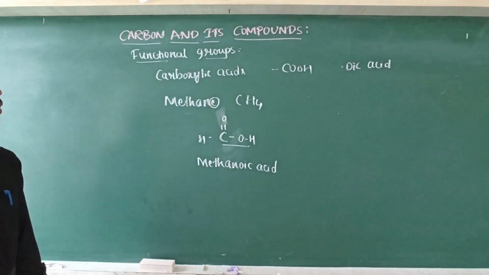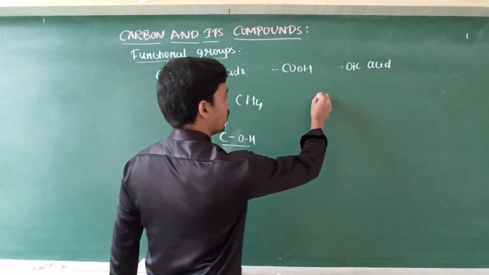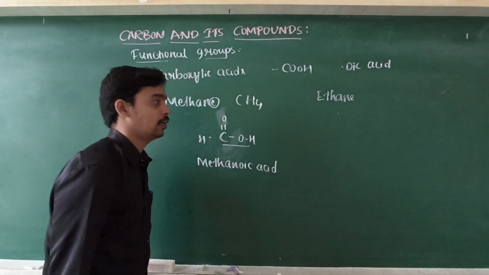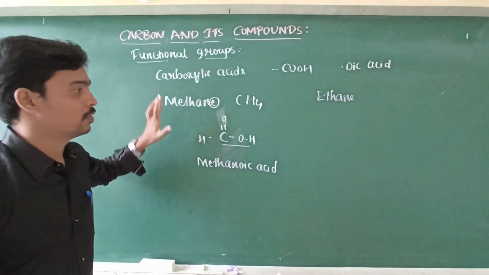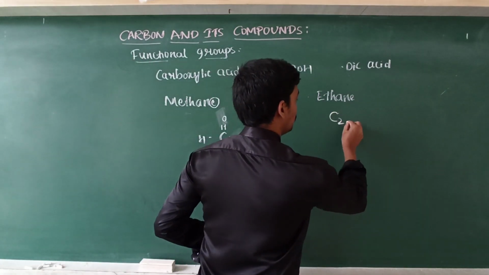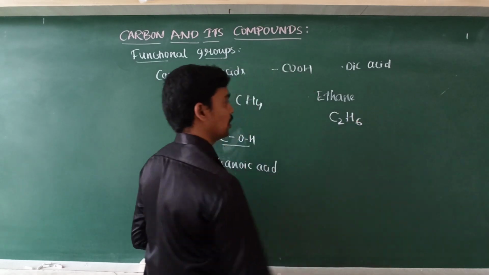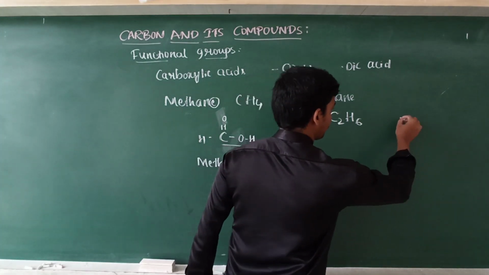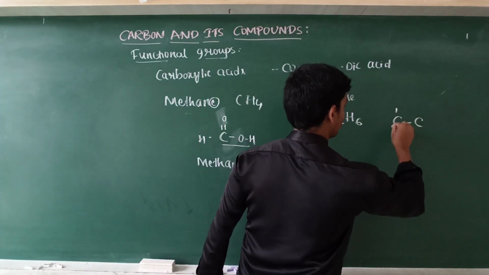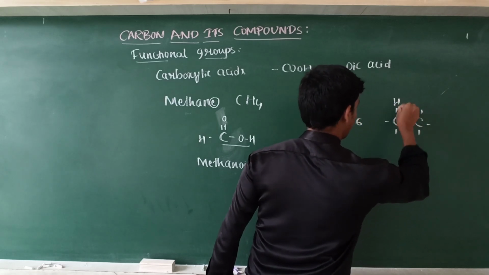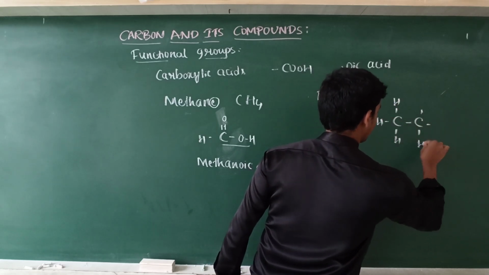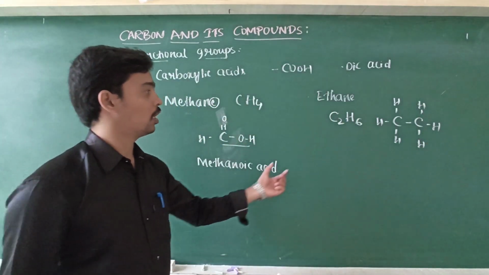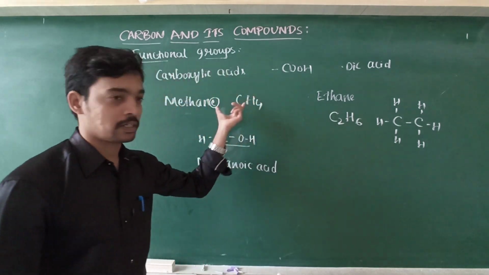Methanoic acid. And next, the second one is ethane. How to convert this ethane into the respective carboxylic acid? C2H6 is the molecular formula of ethane and this is the structural formula of ethane.